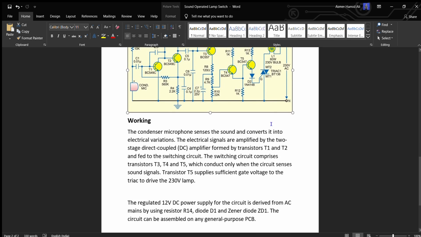The regulated 12-volt power supply for the circuit is derived from the AC mains by using the resistor R14, diode D1 and Zener diode ZD1. The circuit can be assembled on a general purpose PCB. So that's all with this project.